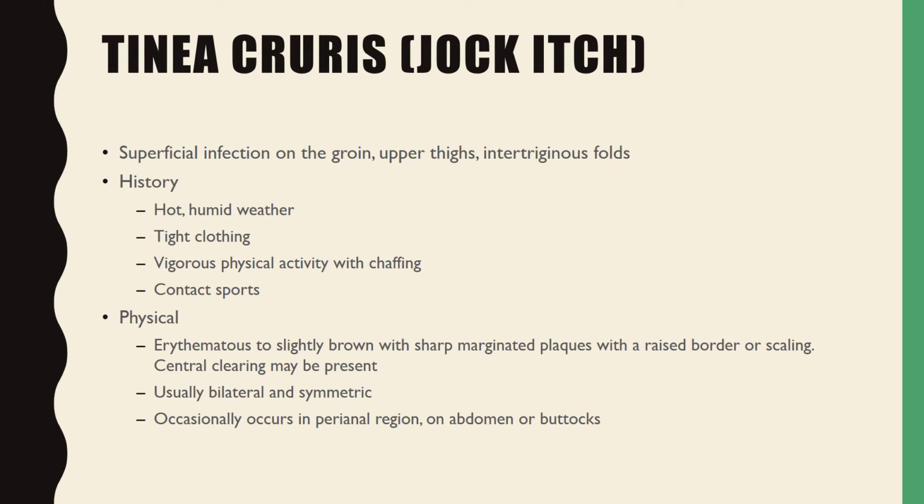For your physical exam, they're going to have erythematous to slightly brown, sharply marginated plaques with a raised border or scaling, and central clearing may be present. I didn't put a picture, but this is very similar to what you see when the tinea is on the body, it's just in the groin area. It's usually bilateral and symmetric, but if it's just unilateral, that doesn't mean that it's not tinea cruris. It occasionally occurs in the perianal region, on the abdomen or buttocks, so it can spread into those areas.